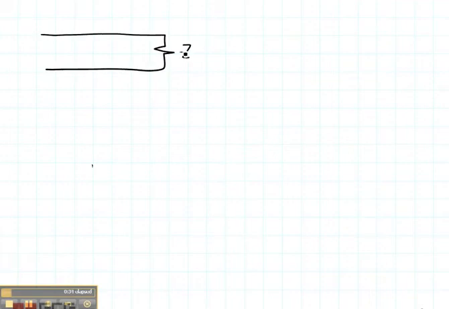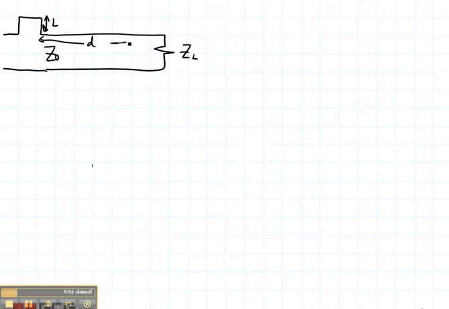The idea of doing a stub match is, suppose that you have a load like this, ZL, and let's suppose that it's mismatched from the transmission line, which has a characteristic impedance of Z0. If we wanted to be able to match these, one of the things that we could do is add a series stub. The series stub would have a length L, and it would be a distance D from the load, and would be either open-circuited or short-circuited.